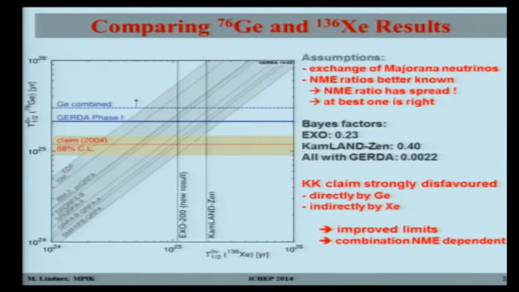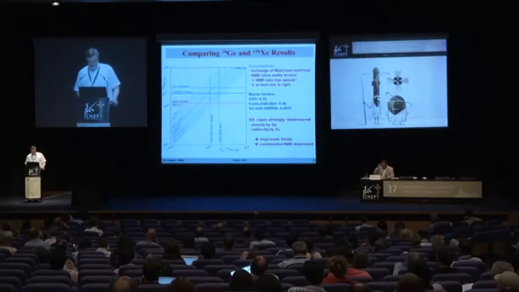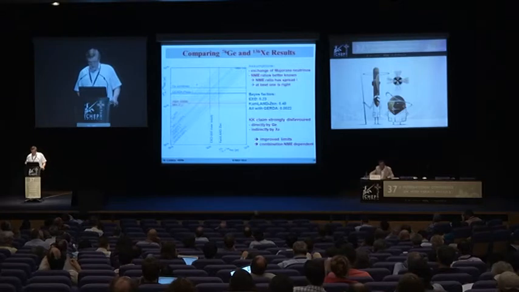And if you combine it, that's done here, you can plot the half-life of xenon versus the half-life of germanium. This is the GERDA phase one result, combined with pre-existing other germanium limits. This is EXO and KamLAND-Zen. And then you can see this yellow band is the claim that was out there by the so-called KK claim, that was out there for many years, for a signal. And now if you combine all that, this signal is ruled out. It's a limit in the end.